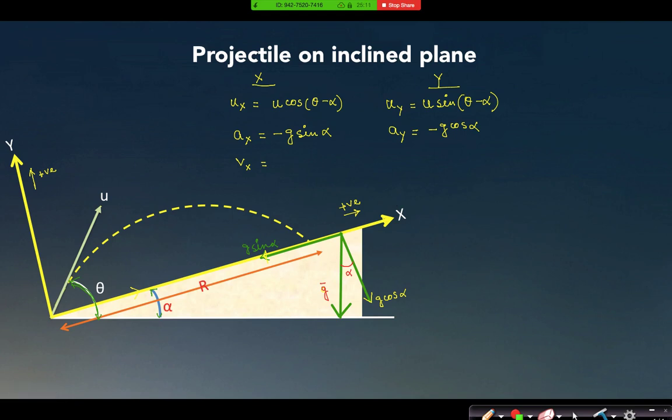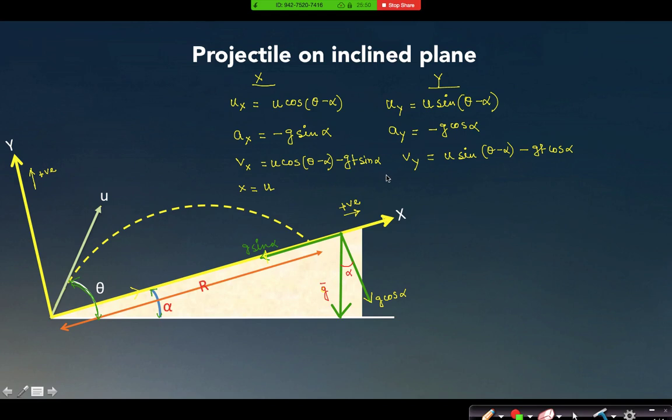Can you find me an expression for Vx and Vy? So Vx is U cos theta minus alpha minus g t sin alpha. Good. And what is Vy? U sin theta minus alpha minus g t cos alpha. Similarly, can I write down the displacement along the x-axis after a time t?